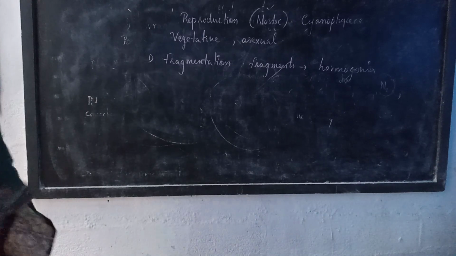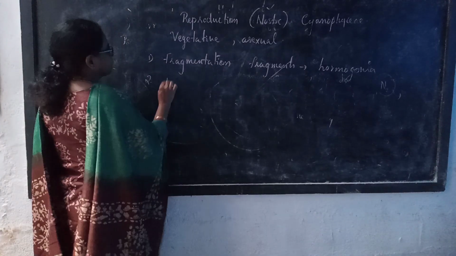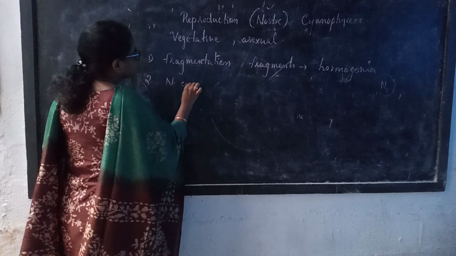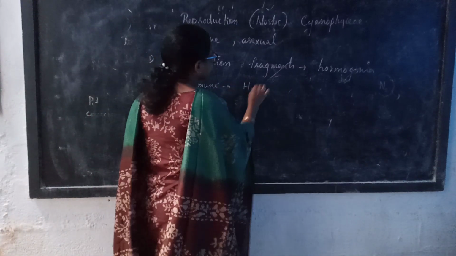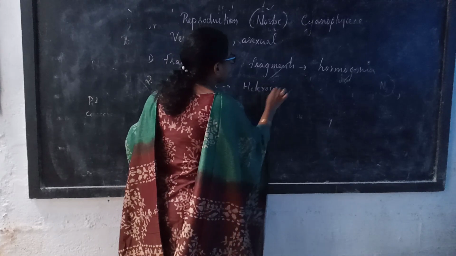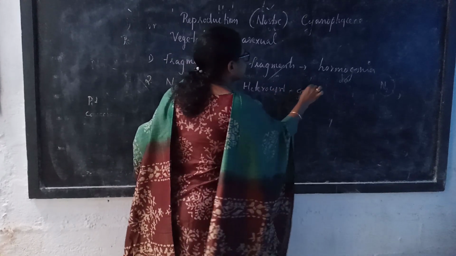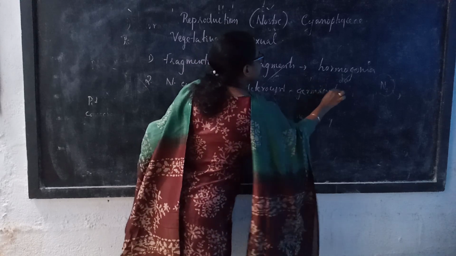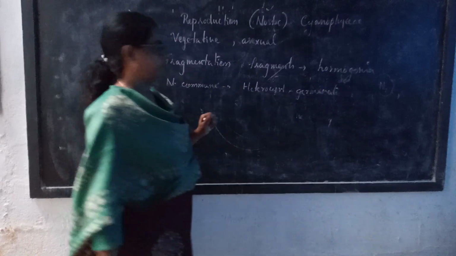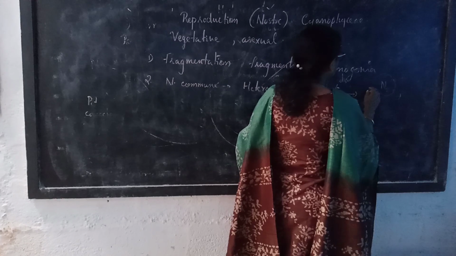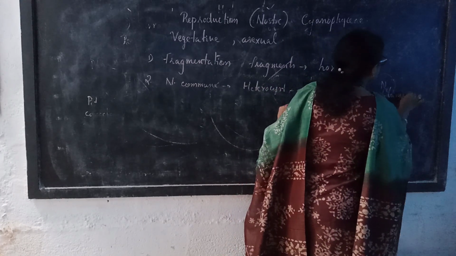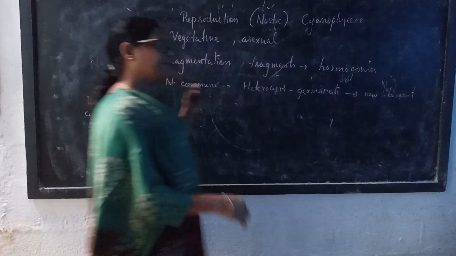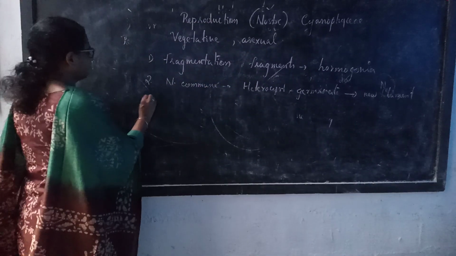And in Nostoc commune species, sometimes even the heterocyst can germinate and give rise to a new Nostoc filament. Okay, so it can give a new filament. So sometimes even from the heterocyst, a new filament, and then a new colony can be developed.